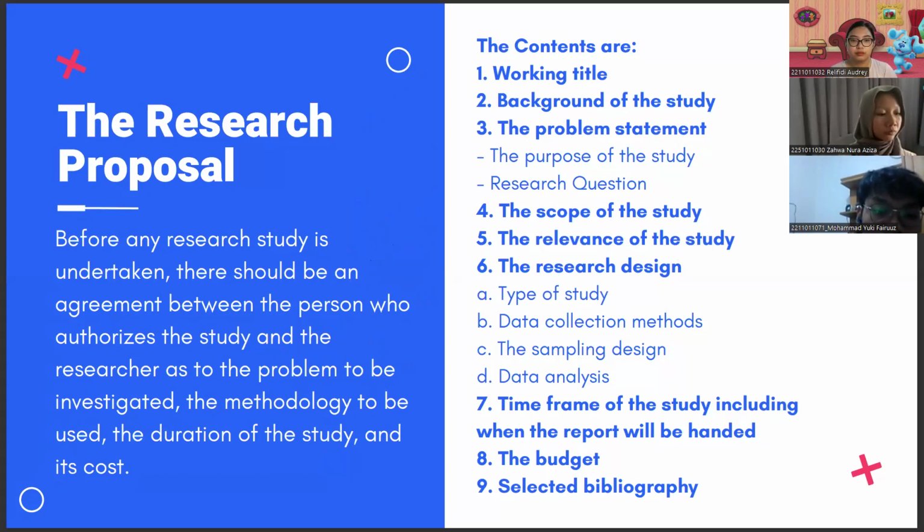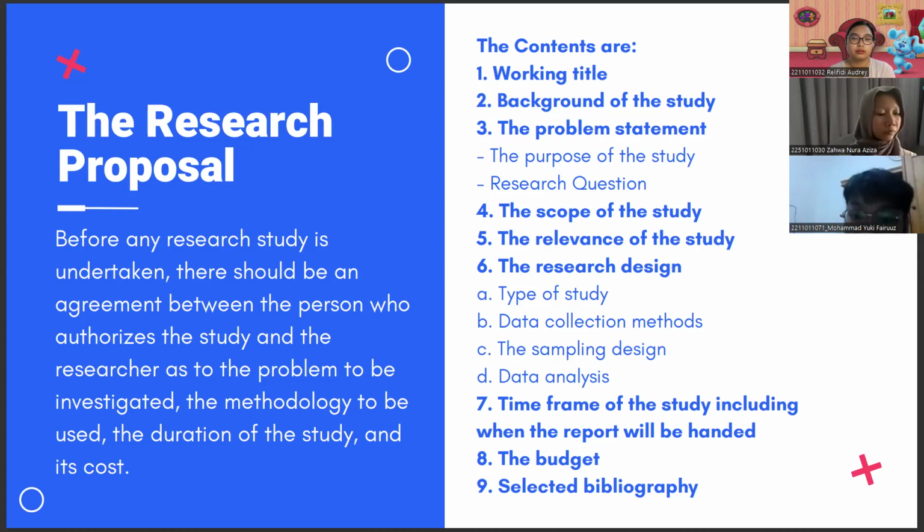Before any research study is undertaken, there should be an agreement between the person who authorizes the study and the researcher on the problem to be investigated, the methodology to be used, the duration of the study, and its cost. And the contents are, first, the working title; next, the background of the study; and the third is the problem statement, including the purpose of the study and research question.